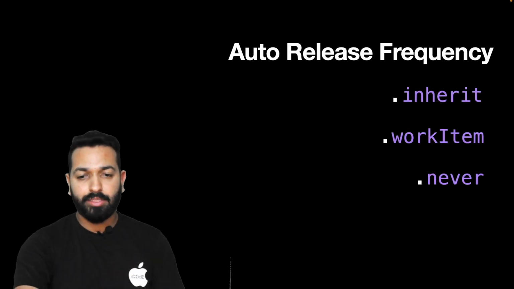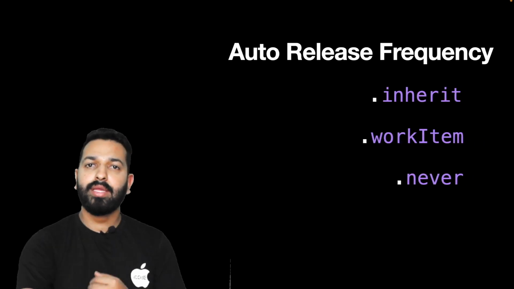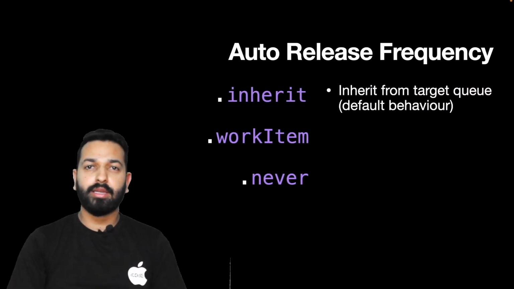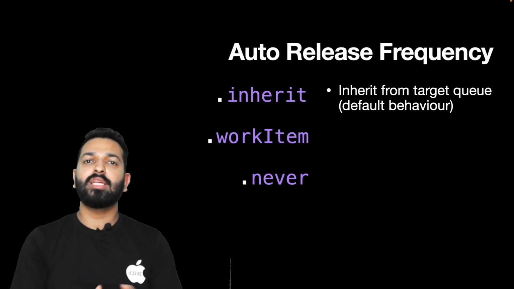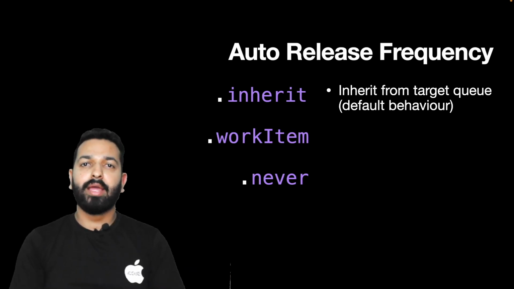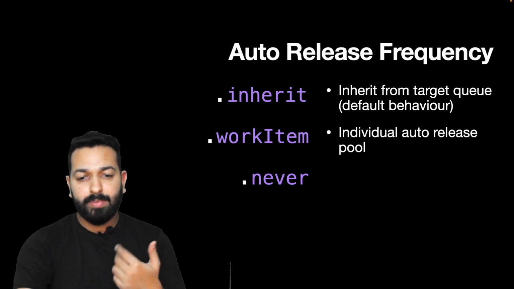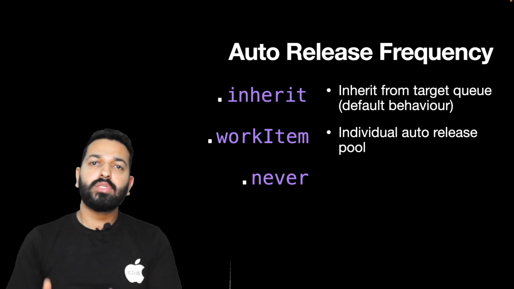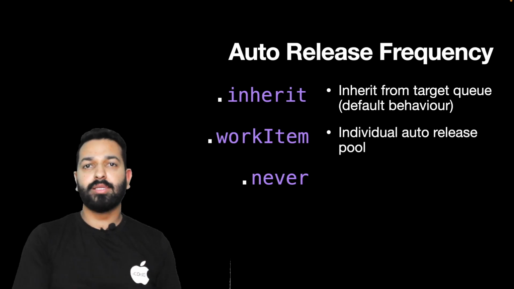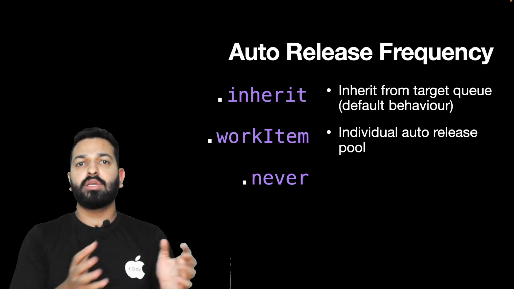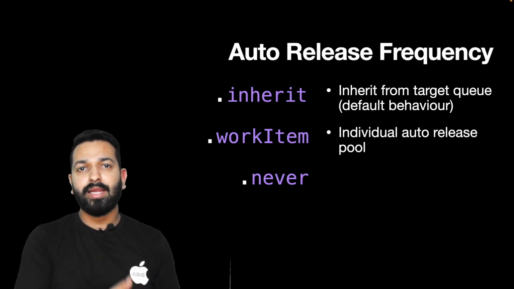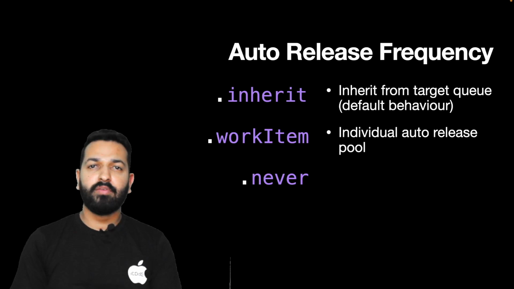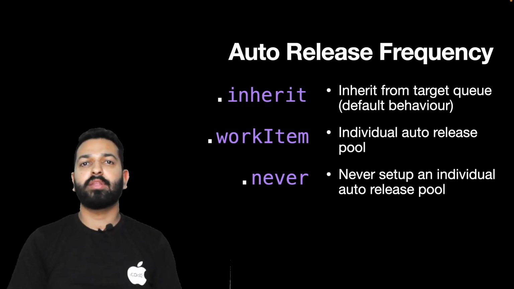So essentially we get three options here: inherit, work item and never. In case of inherit, the behavior is inherited from the target queue, and that is why we understood the target queue first. So whatever the auto release behavior is with the target queue, that will be inherited. Now when we specify it as work item, it means that an individual auto release pool will be set up for that particular dispatch queue, that will be pushed when the execution starts, and popped when the execution completes. That is in very layman terms, but it should be treated as an individual auto release pool being set up in case of work item. And in case of never, a different auto release pool is never set up for that particular dispatch queue.